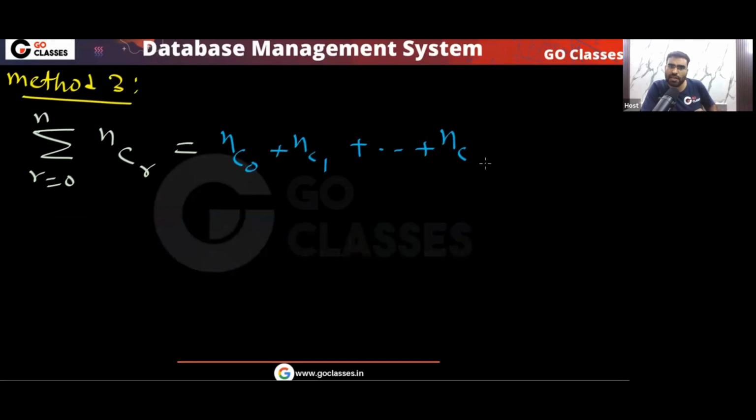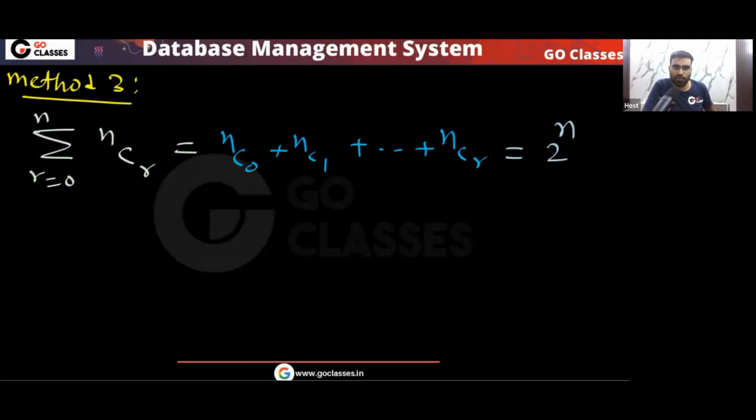See, a very simple thing. I hope you already know that. Tell me what is it? Summation of ncr from r equal to 0 to n. That means nc0 plus nc1 and so on ncn. What is this value? This value is equal to 2 power n. This is a result from the combinatorics. This value is 2 power n.